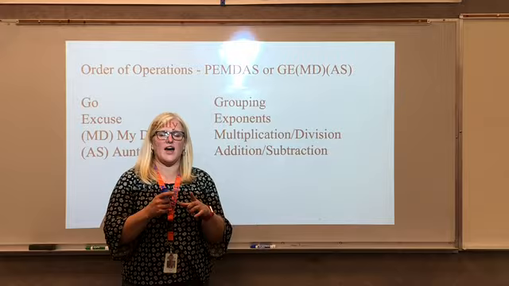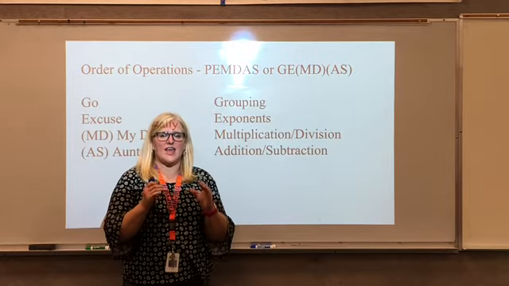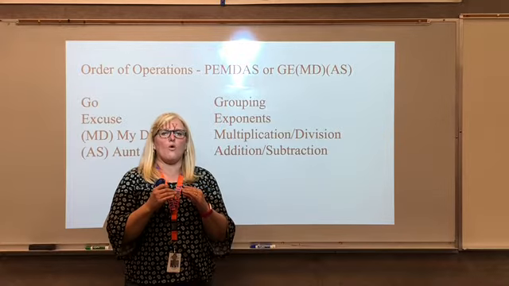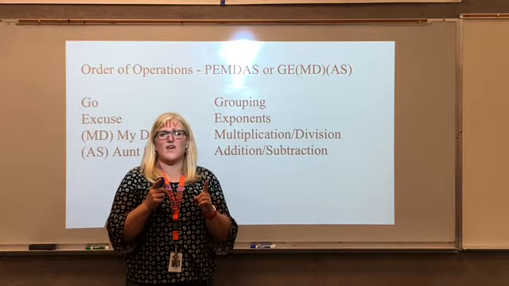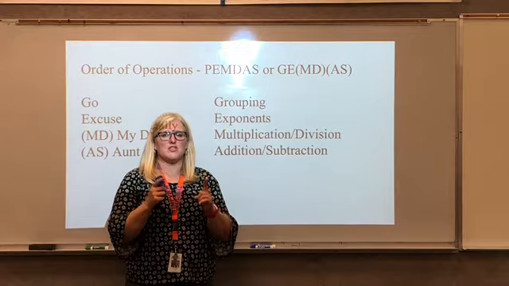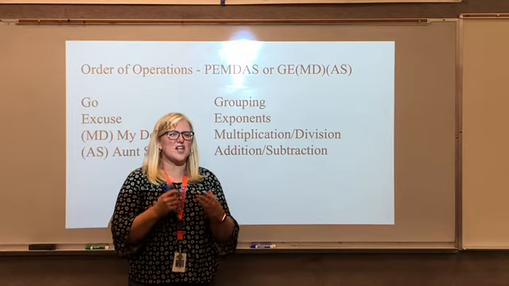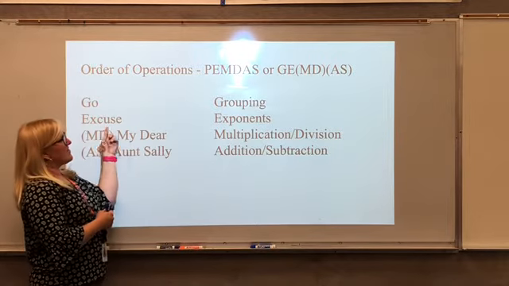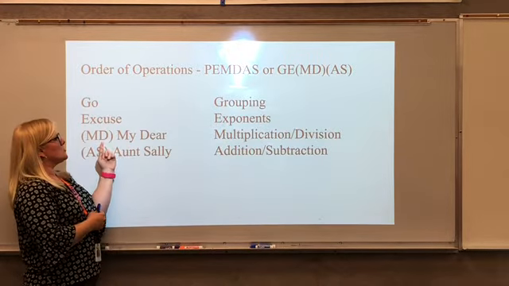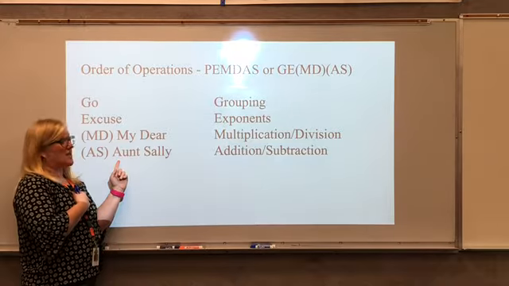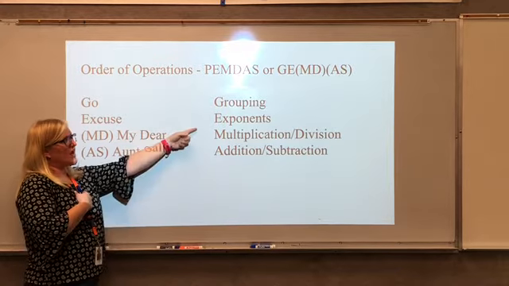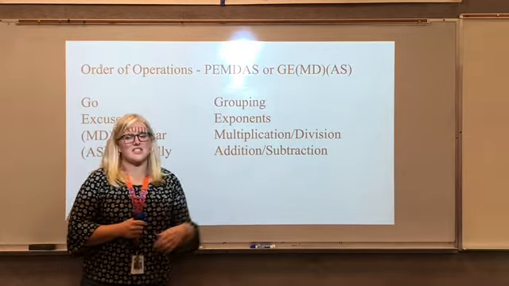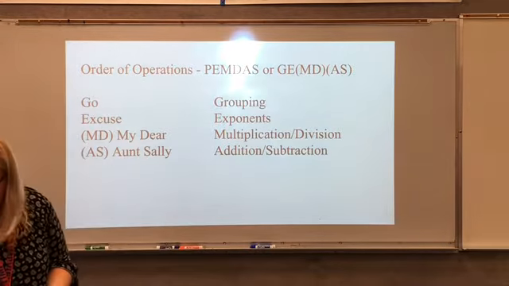We also have things that are underneath, like expressions that are under square root symbols, or we've got them inside absolute value marks, symbols. So it's actually not just parentheses, it's grouping in general. Okay? Then E, so go excuse my dear Aunt Sally is what I say. The E is for exponents. Multiplication and division go together, and addition and subtraction go together.